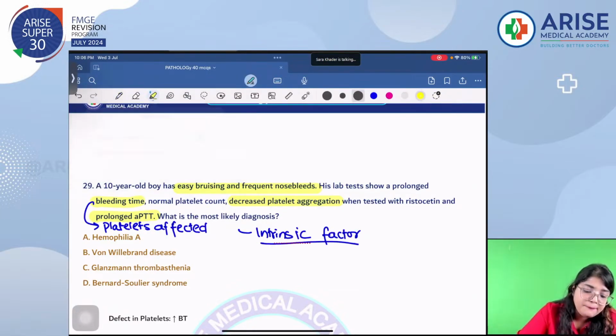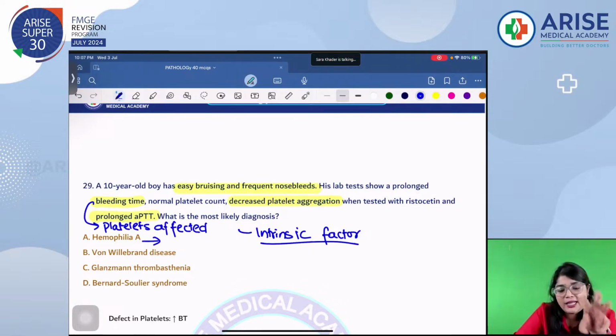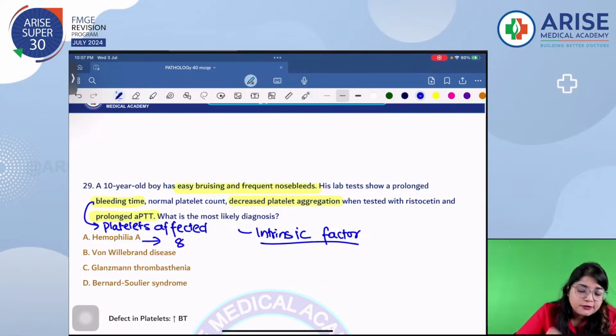So it cannot be hemophilia A, because hemophilia A is a factor deficiency of, can anybody tell me which factor deficiency? Hemophilia A is a deficiency of factor, which clotting factor? 8. So I always say A8. So it will only prolong the APTT. It has no effect, no problems with the platelet, right? It will only affect the clotting factor.